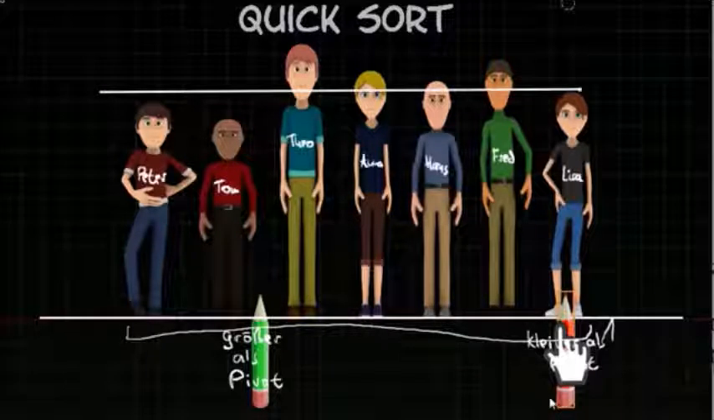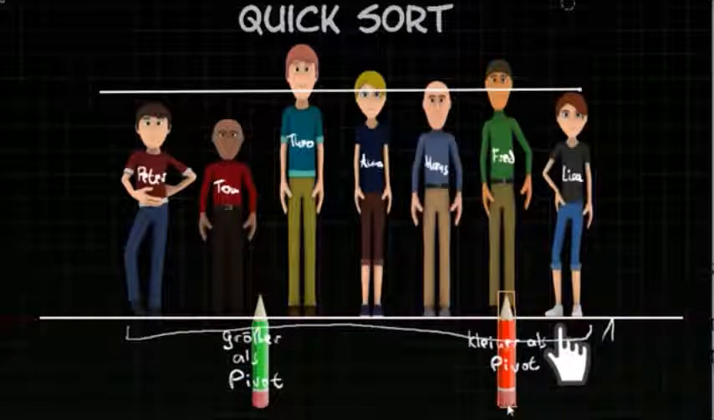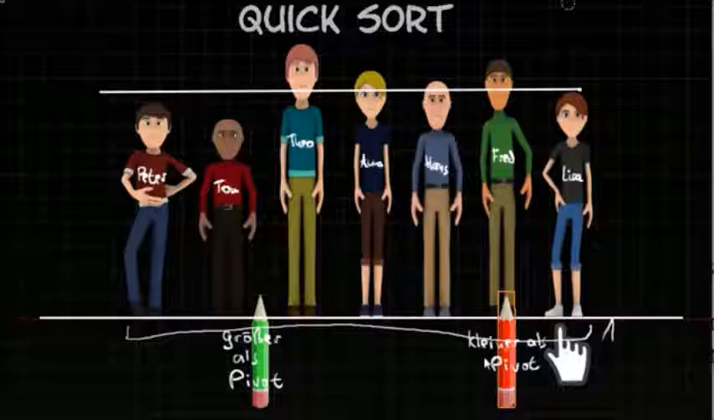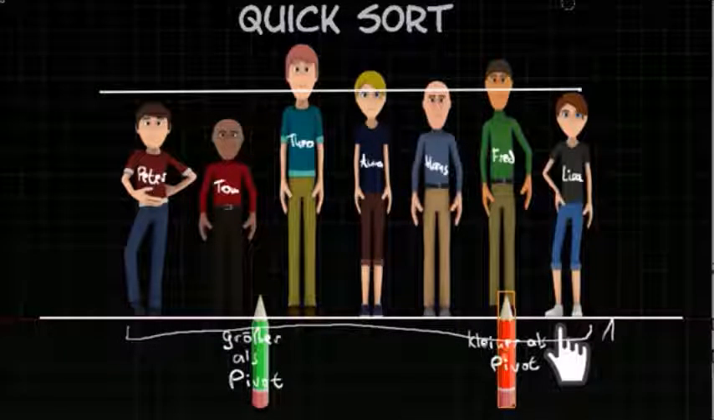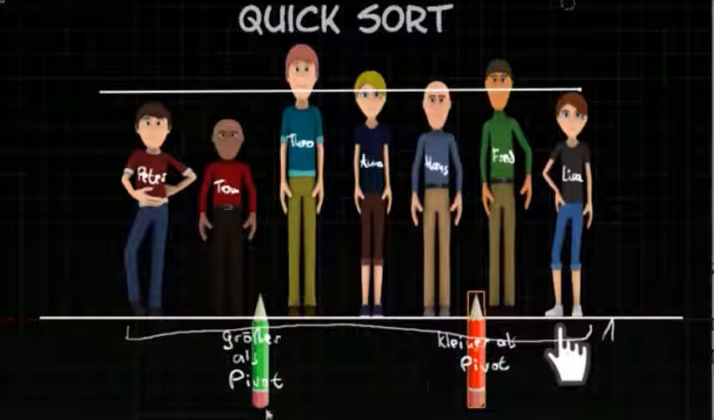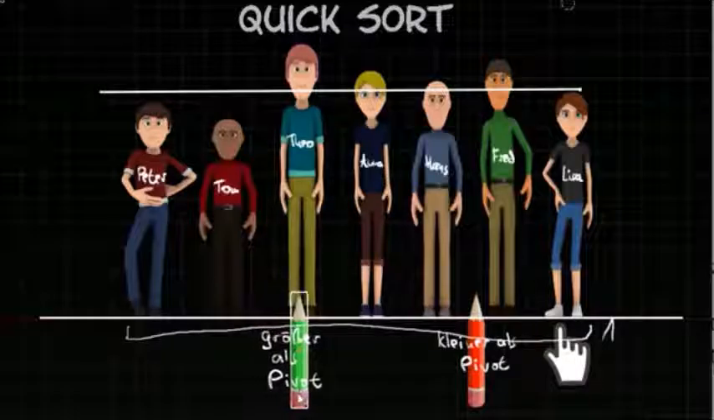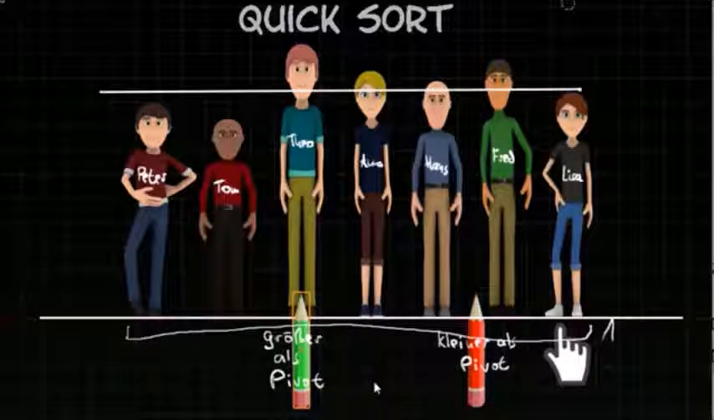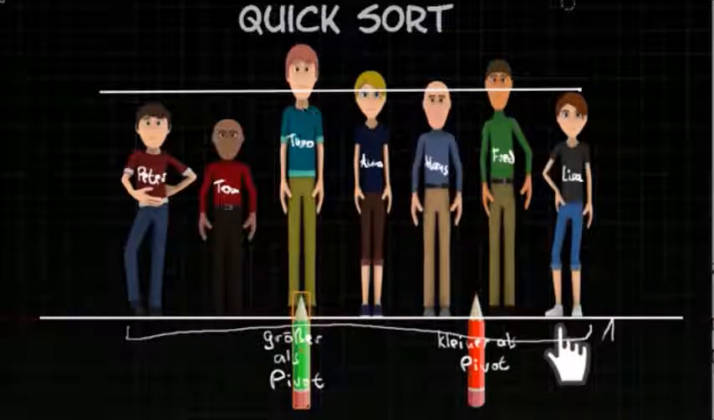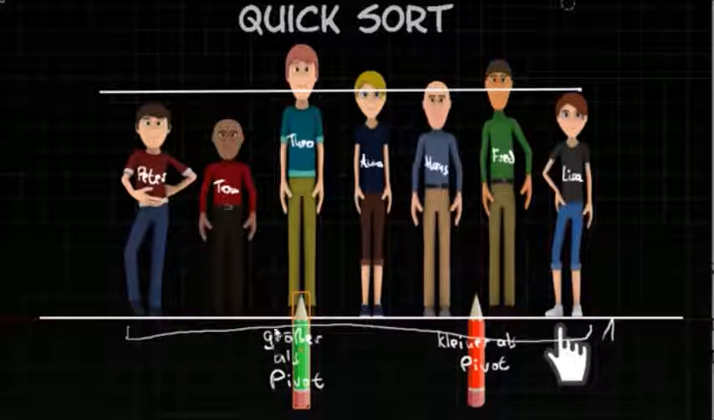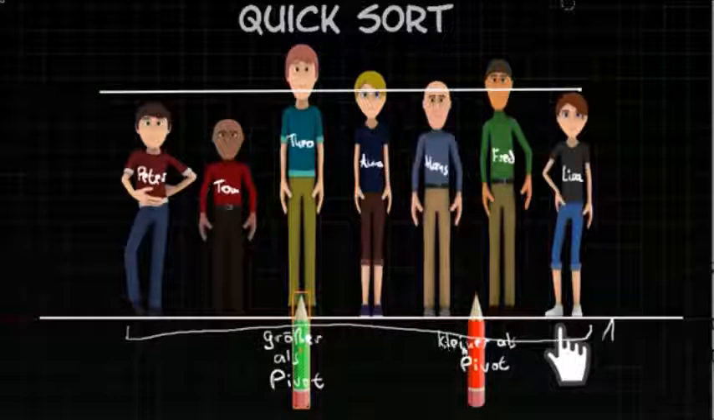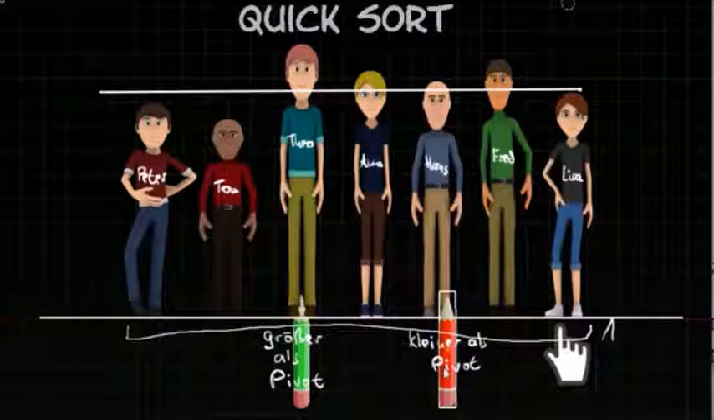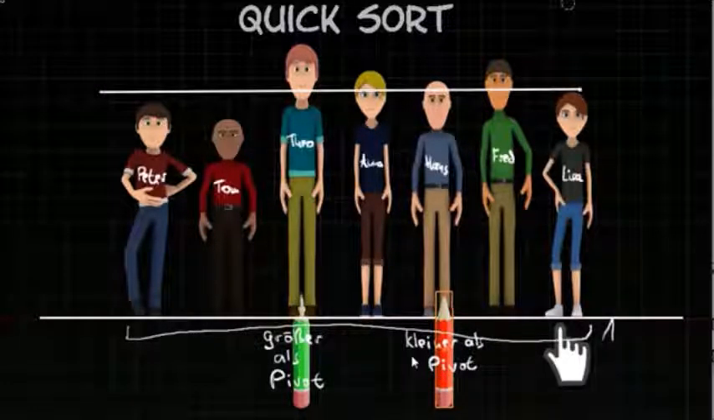The red pointer goes ahead and reaches Fred. Is Fred smaller than our pivot element? No. So we continue with the green pointer again. He's arriving at Theo. Is Theo taller than our reference element? And yes, he is, so the green pointer is staying with Theo. And the red pointer arrives at Hans. He checks if Hans is smaller than Lisa. No.